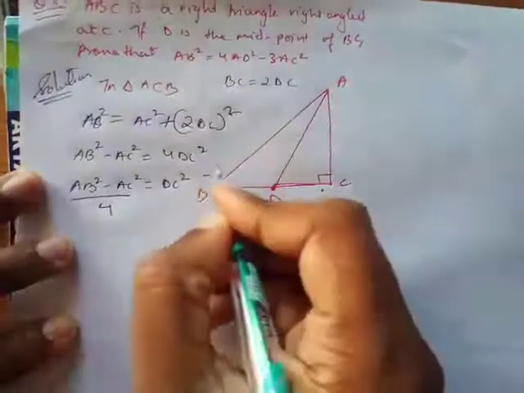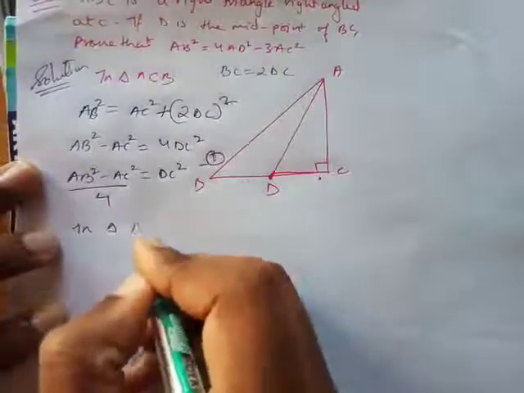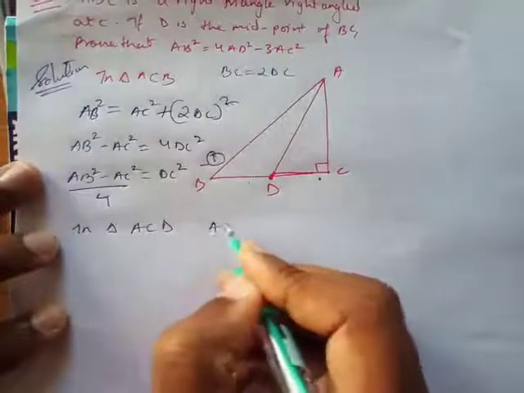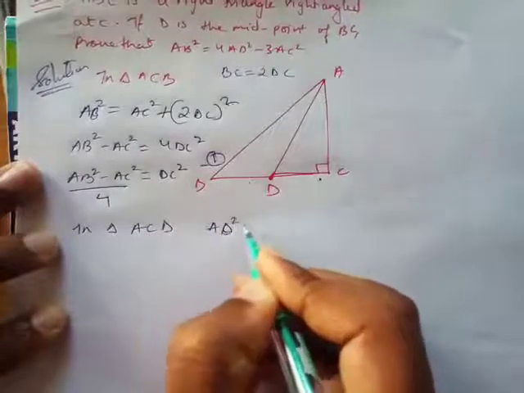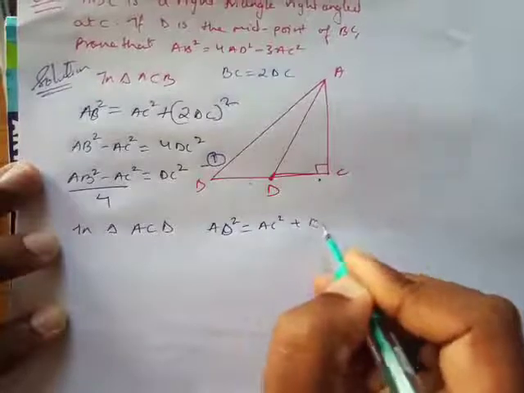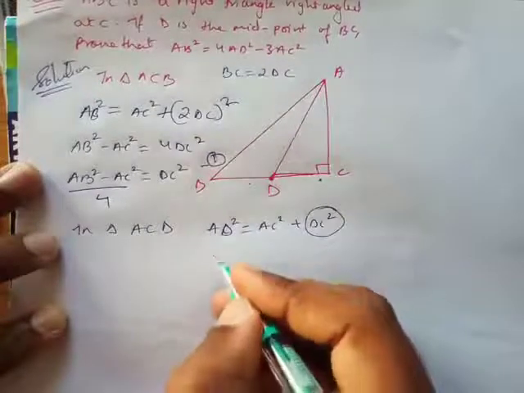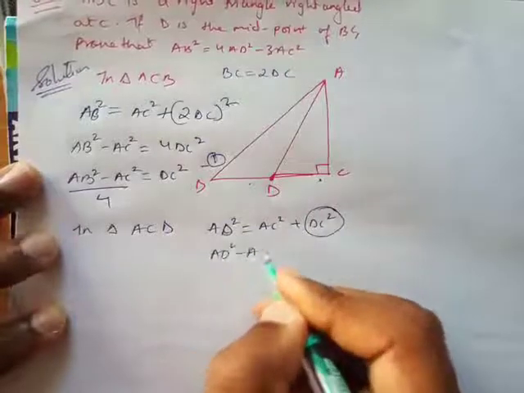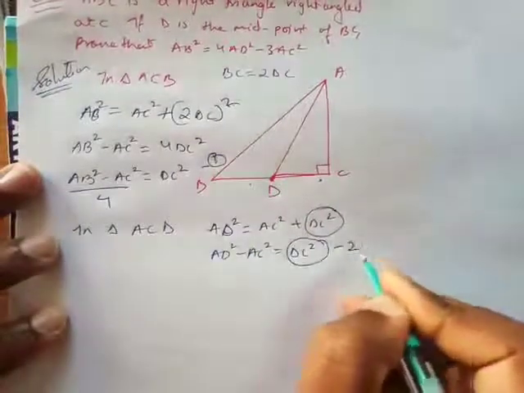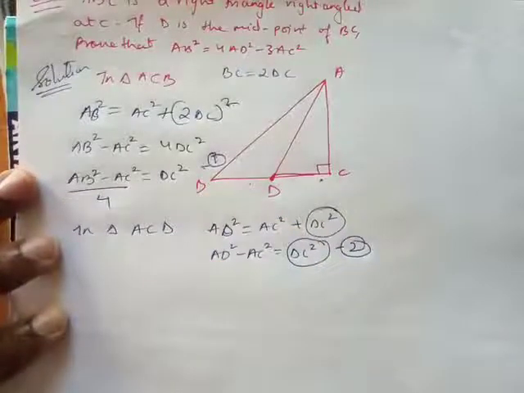So this is my first equation. Second equation, in triangle ACD, if I see in triangle ACD, I'll be writing AD square is equal to AC square plus DC square. In this also I'll make DC as subject. So AD square minus AC square is equal to DC square. This is which equation? Second equation. Can you guys see something common in the very first and the second equation?